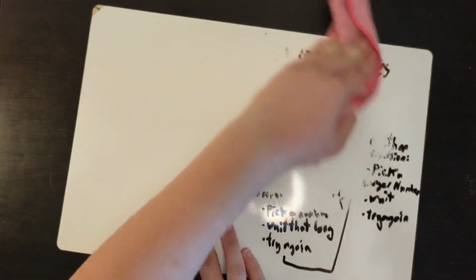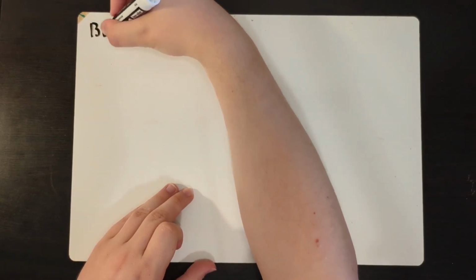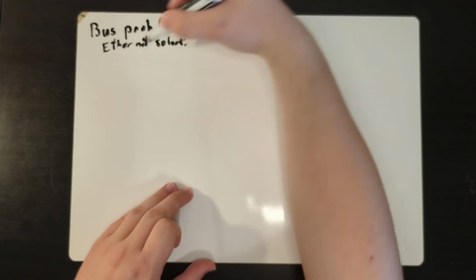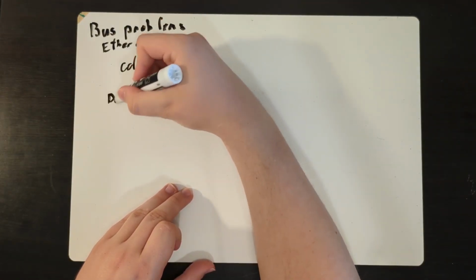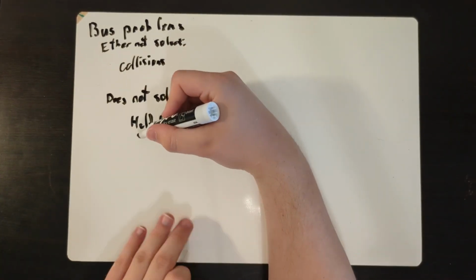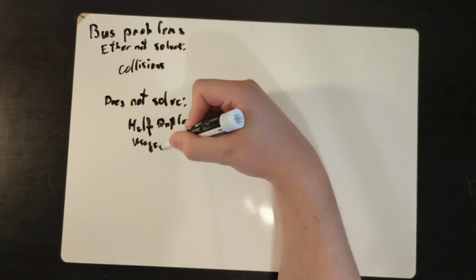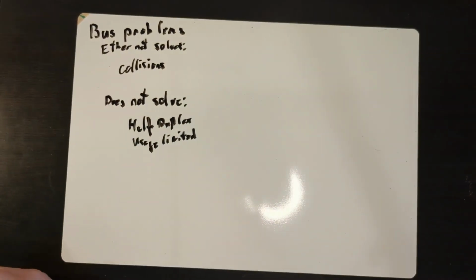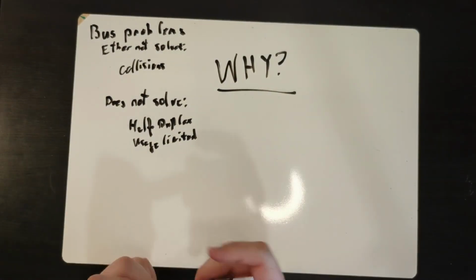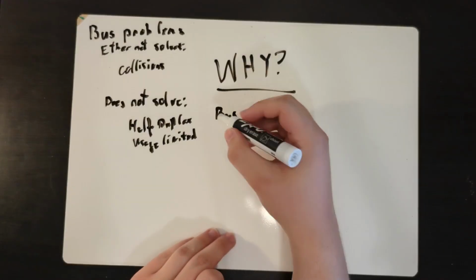Okay, so we know that Ethernet solves the problem of collisions, but it doesn't solve the other problems of a bus-style network, those being the half-duplex rates and the usage-limited bandwidth. So why even be a bus network in the first place? There are a couple reasons why it's a bus instead of a star network.